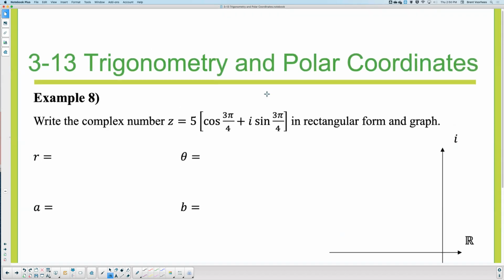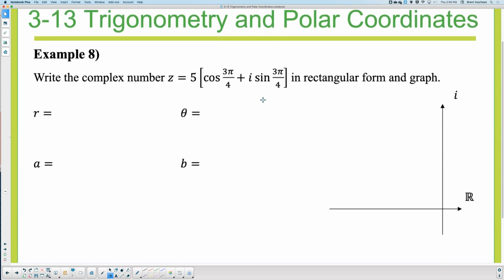Let's look at example 8. Let's go backwards here. It says write this complex number. This right here is polar form. Just right up above it, put polar form. So what's it mean if it's in polar form?